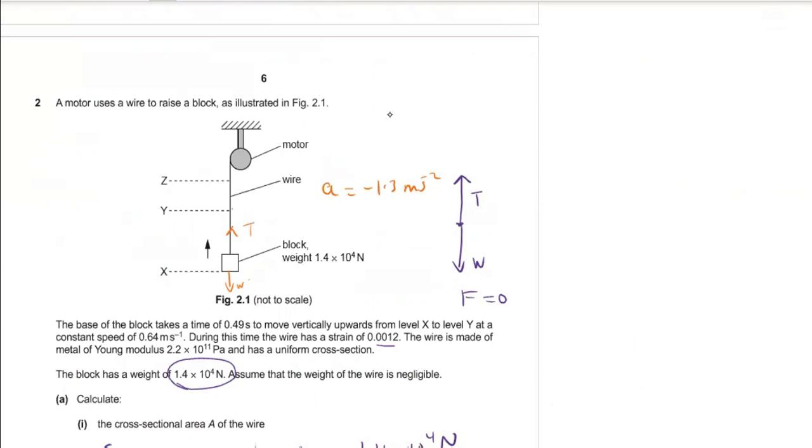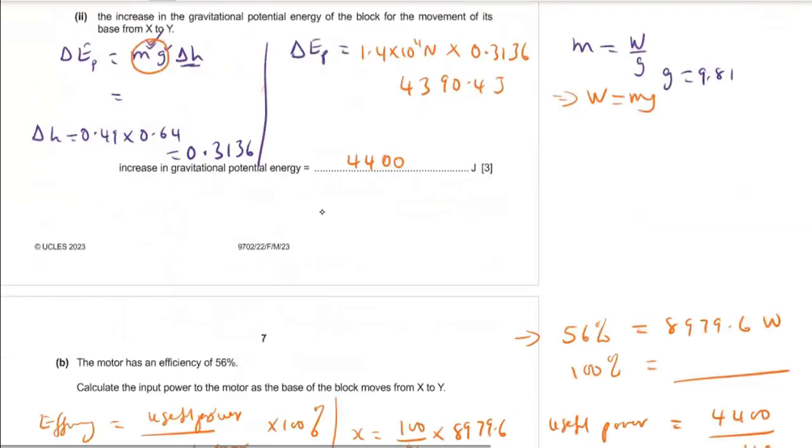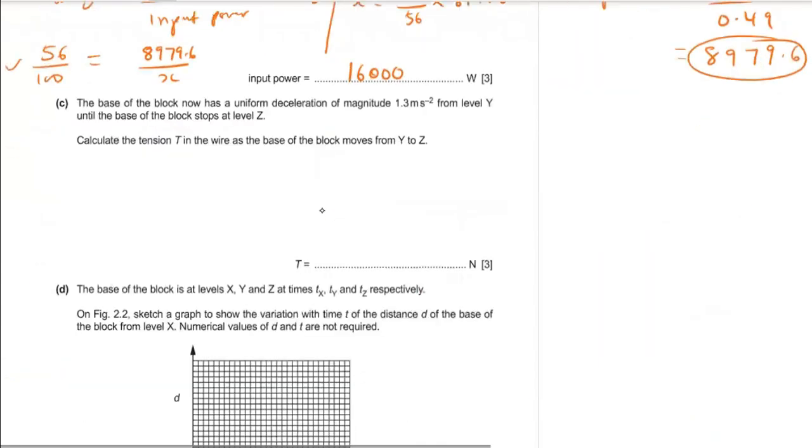Now, when there's acceleration, it means there's a resultant force, and because the body is decelerating upward, it means that the weight must be greater than the tension. That is why it is decelerating. So the difference here, weight minus tension, gives us the resultant force. And the resultant force, from Newton's second law, is equal to MA.